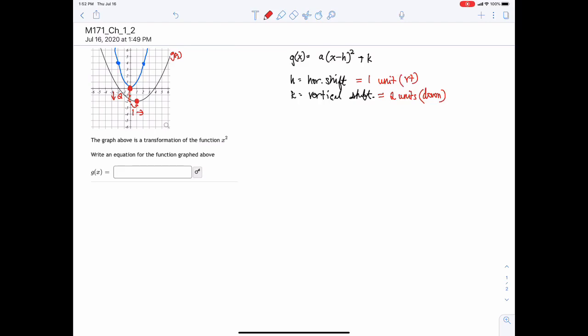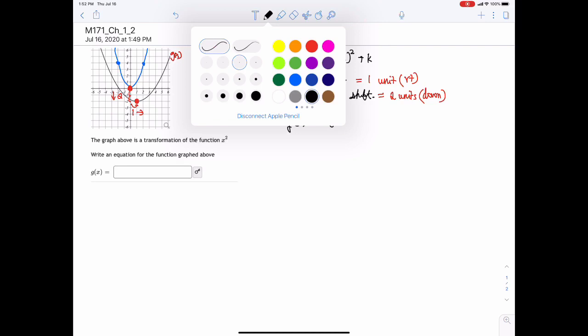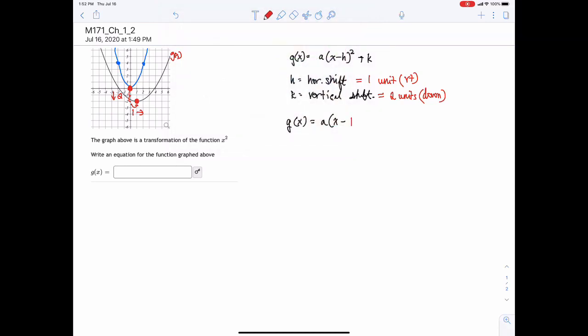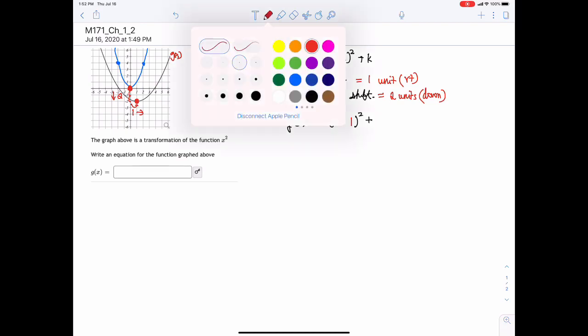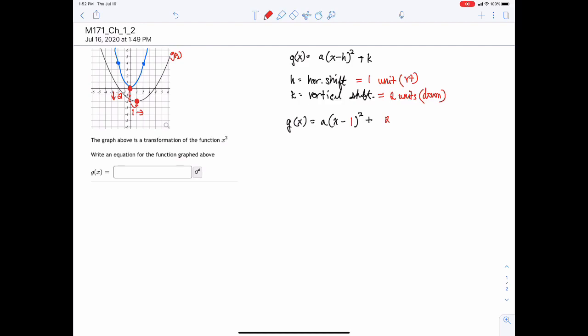Okay, let's go ahead and put this into the function. So I'll have g of x equal to a times x minus, and then at that point we have h, which is 1, squared plus 2 units down. So we have the 2, but it's down, so we have to subtract 2 to go down. So if I wrote this a little nicer, I would have a times x minus 1 squared minus 2.